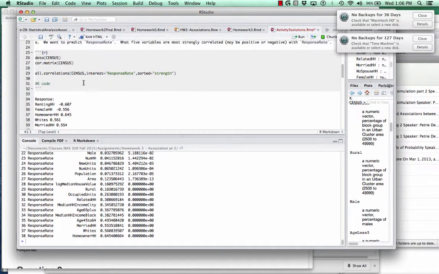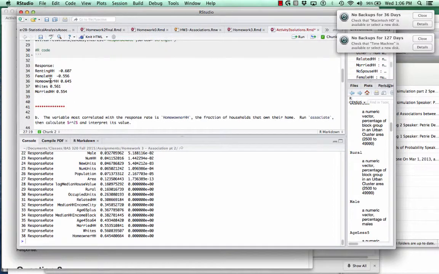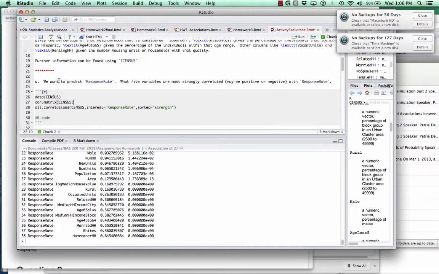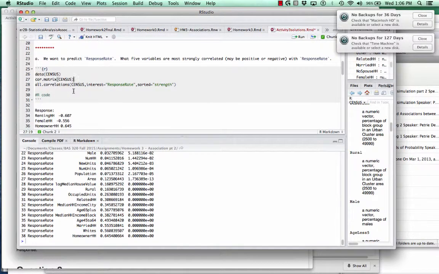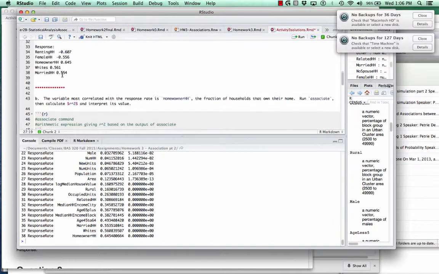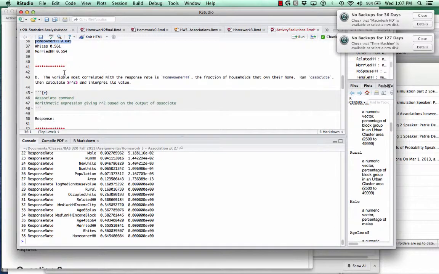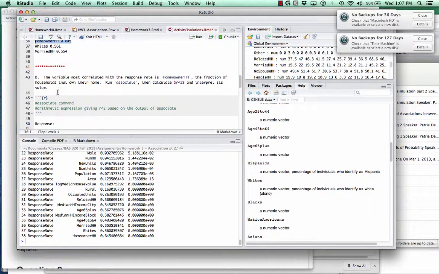And so now I've picked out those 5 variables that have the strongest correlations with response rate. It looks like these 5 variables seem to matter the most when predicting the response rate for the census block. Okay, so part B asks us to take the variable that's the most correlated with response rate, so the most positive or the most negative correlation, and in this case it is homeowner household because the correlation is farthest from 0. And what we're going to do is run associate, calculate r squared, the square of the correlation, and interpret its value.